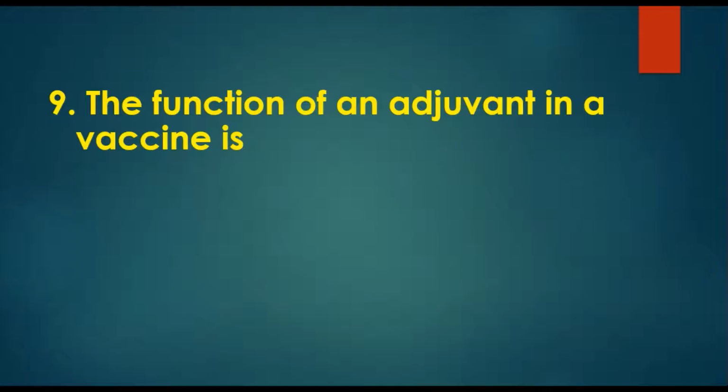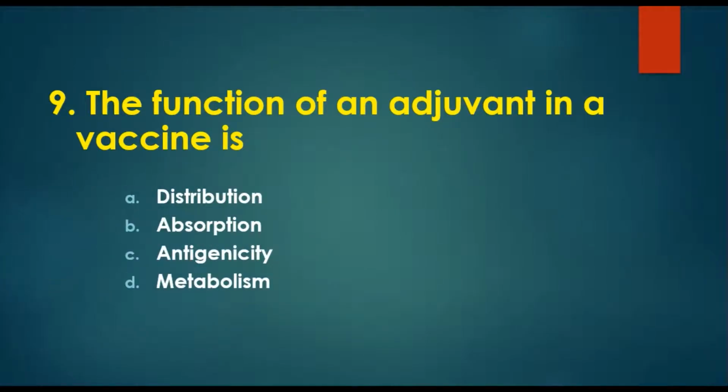9th question. The function of an adjuvant in a vaccine is: options are A. Distribution, B. Absorption, C. Antigenicity, D. Metabolism. So obviously here the function of an adjuvant in a vaccine is going to be the antigenicity.